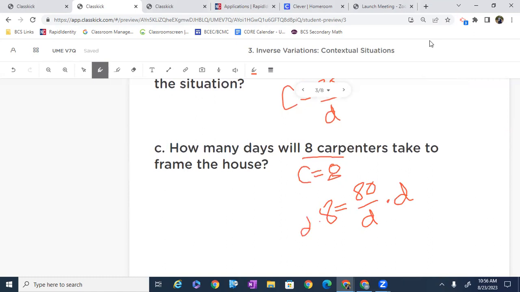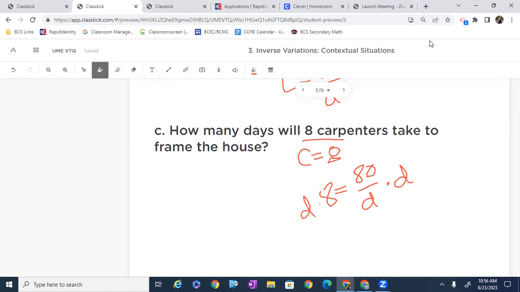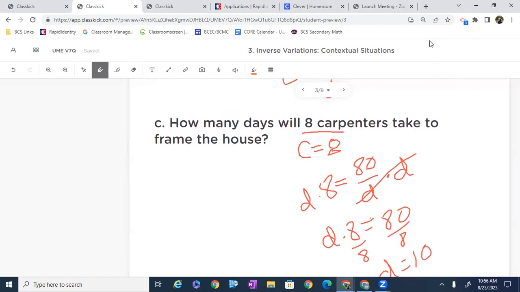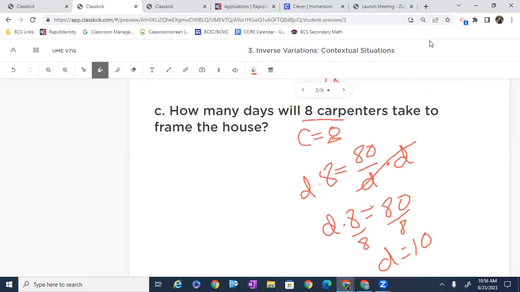I'm going to multiply by d. I'm going to get d times 8 equals, the days will cancel on that side, 80. And then I'm going to divide by 8. And what you should see is that it takes about 10 days. Now, that math should be straightforward, but I do want to just show the algebra just in case we get into a more difficult problem later on.